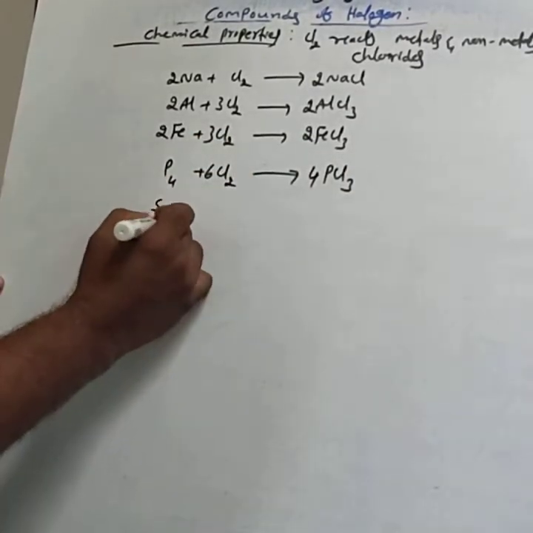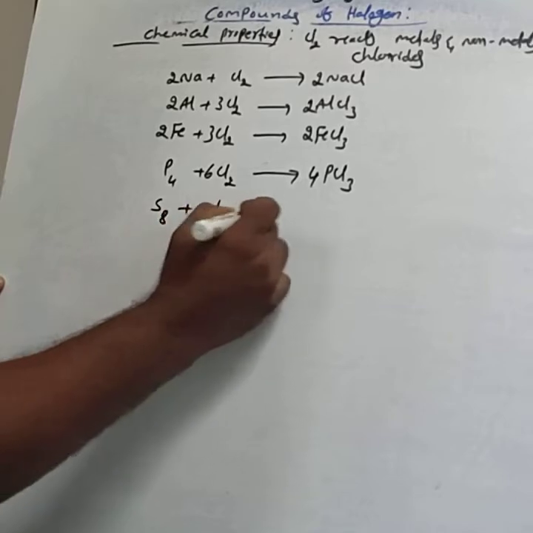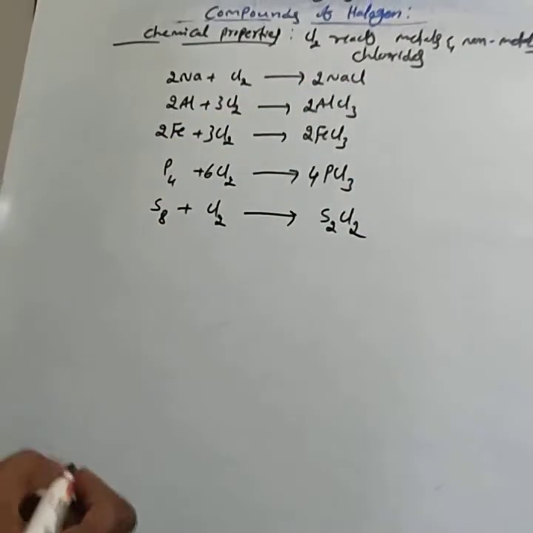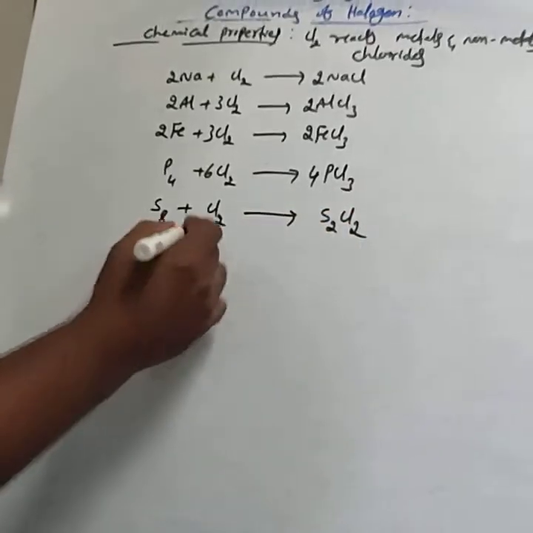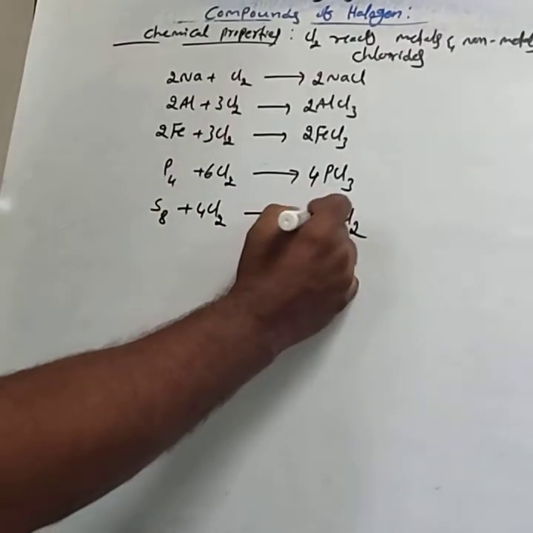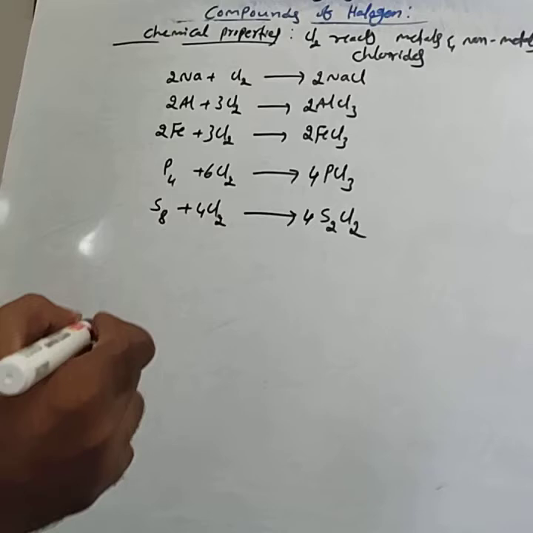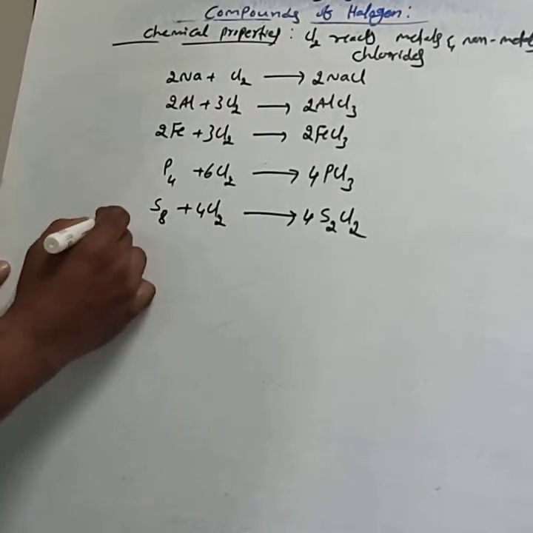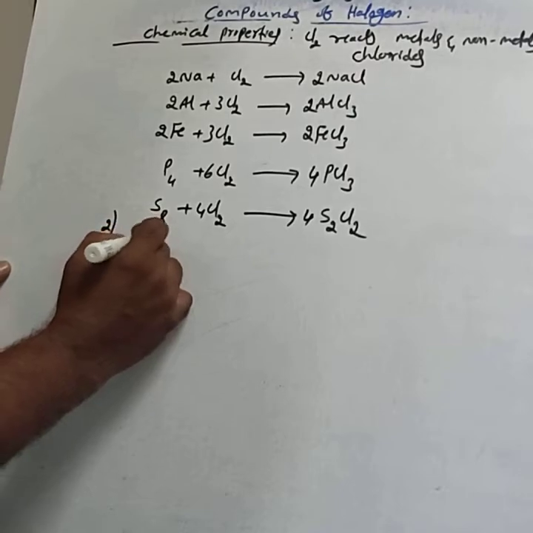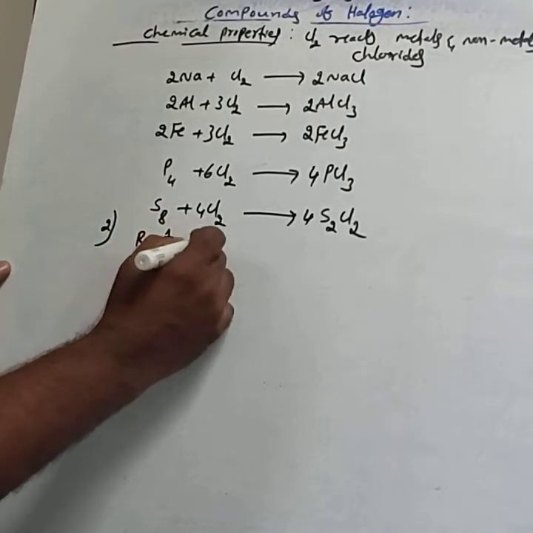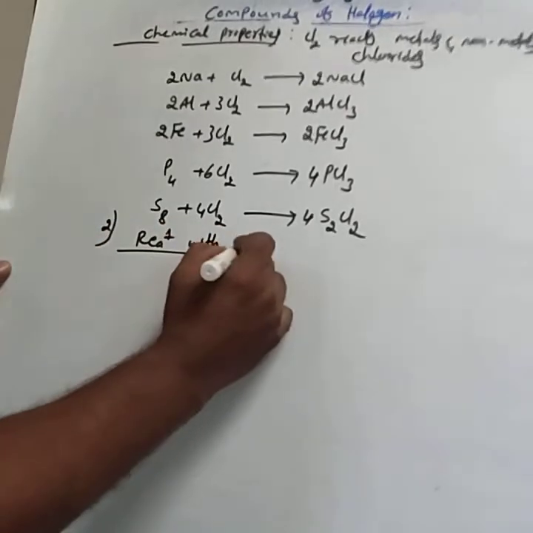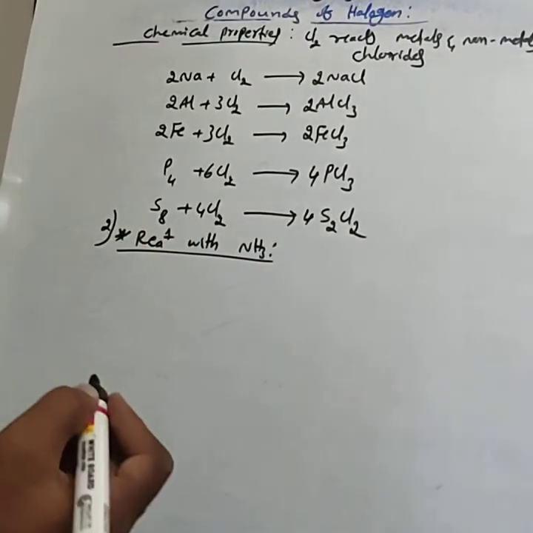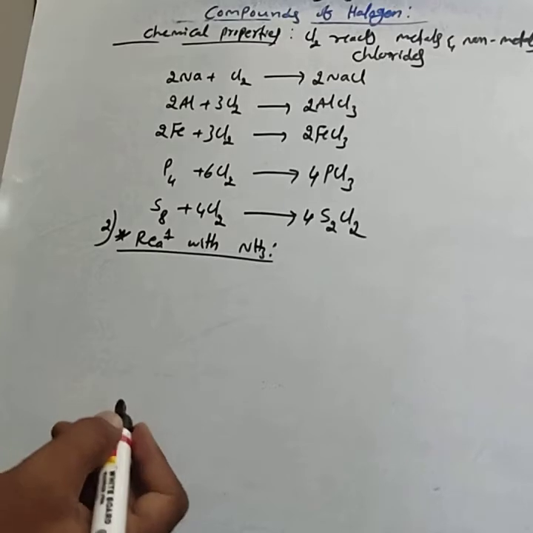Then sulfur, S8 plus Cl2, forms sulfur monochloride, S2Cl2. This is called sulfur monochloride, 4Cl2, 4S2Cl2. This is the reaction with metals and non-metals. The second one, very important even for competitive exams, is the reaction with ammonia.